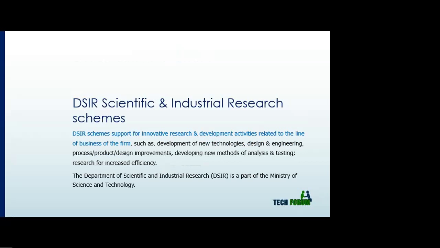Then the industrial research scheme. The DSIR scheme supports innovative research and development activities related to the line of business in the firm. The basic line itself says many things. What does it mean? Many companies already have internal research units. What these guys do is they are mostly used for quality control. I'm sorry to say this.